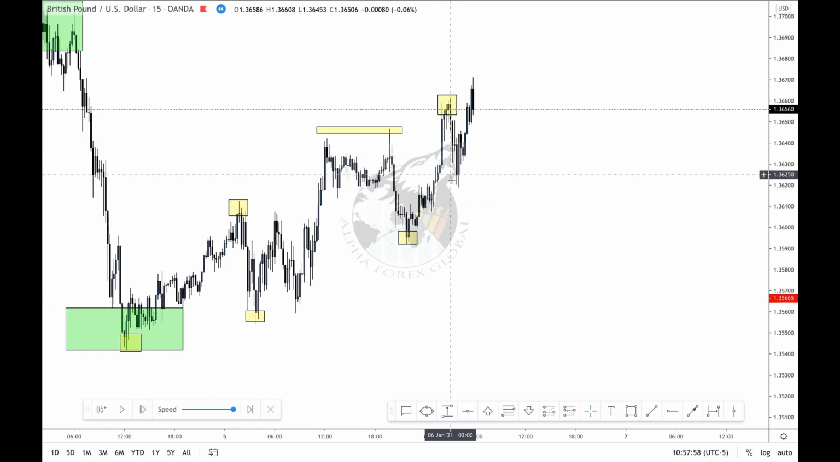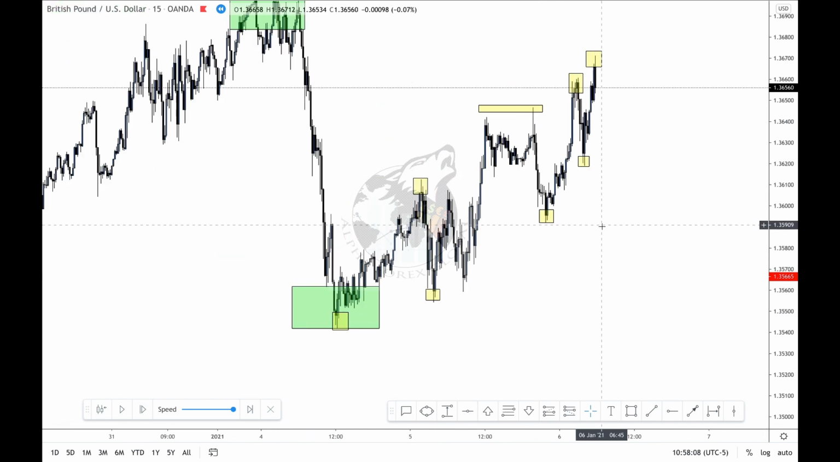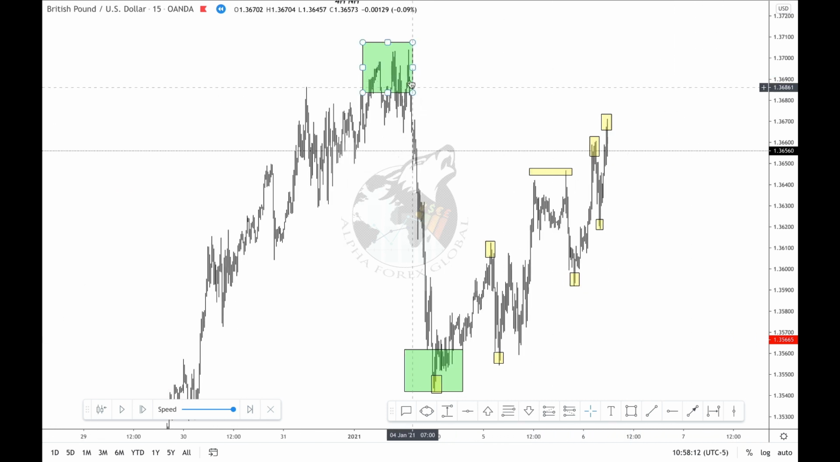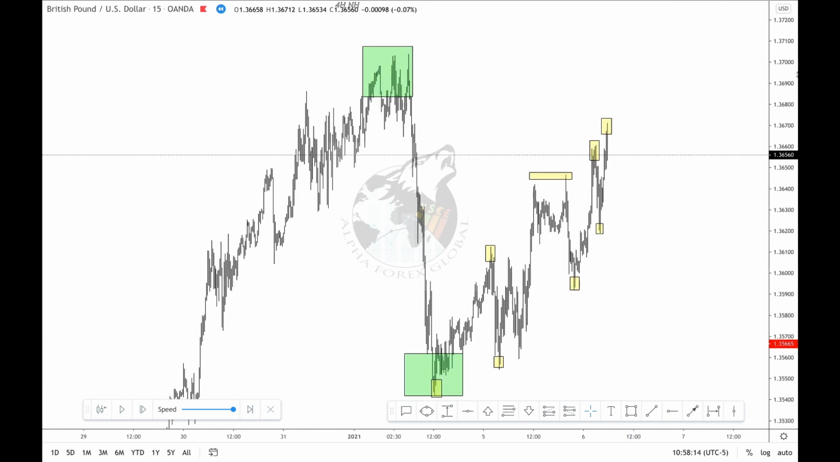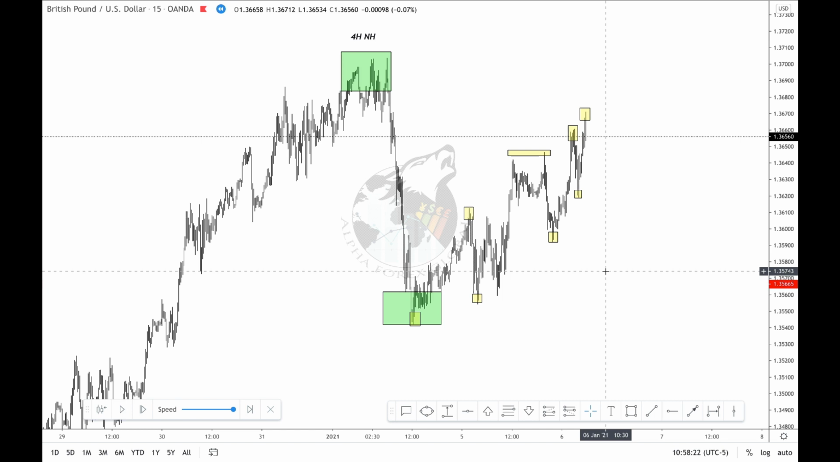So the market pushed down, created another higher low, and then another higher high right here, right? So to take an entry on this, remember, we're looking to go what? We're looking to go bearish, because on the 4 hour time frame we're supposed to create a new higher low, right?